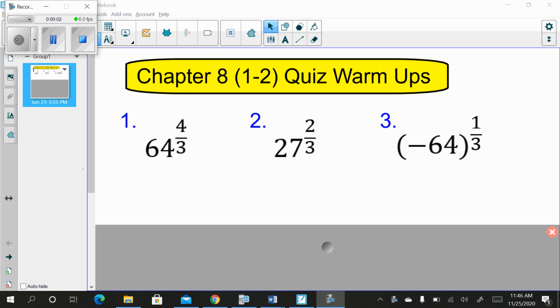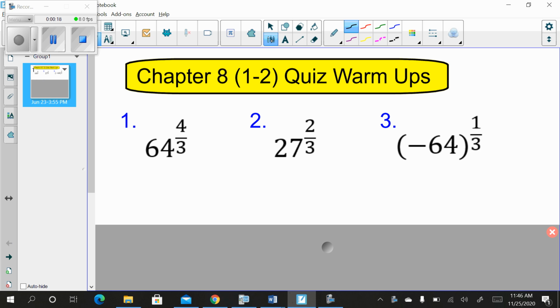All right, so we're going to do some warm-ups for the Chapter 8 quiz. So we're going to take a look at a few of the things that we should be able to do for the first couple of sections here. So this will give you a little bit of an overview of what we're going to be looking at. So let's talk about rational exponents first.